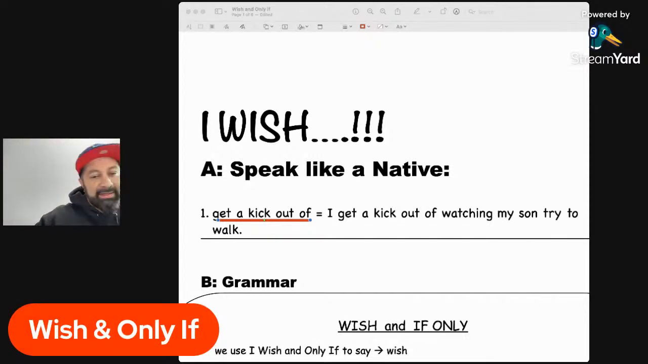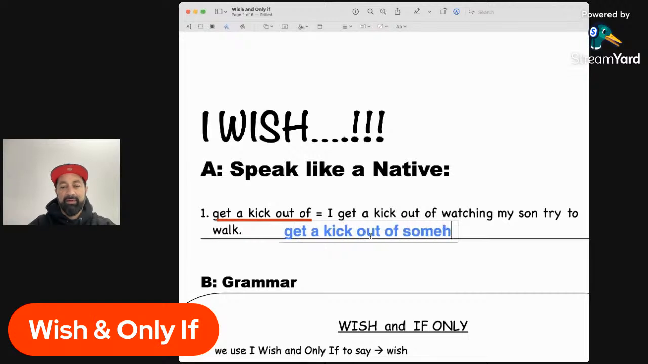All right, so get a kick out of. What do you guys think that means? When we use this phrase, it's always going to be get a kick out of something or someone. Usually it's going to be something. Here, the subject is getting a kick out of watching my son try to walk.